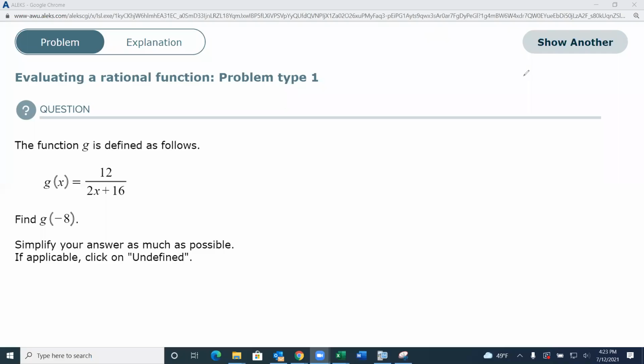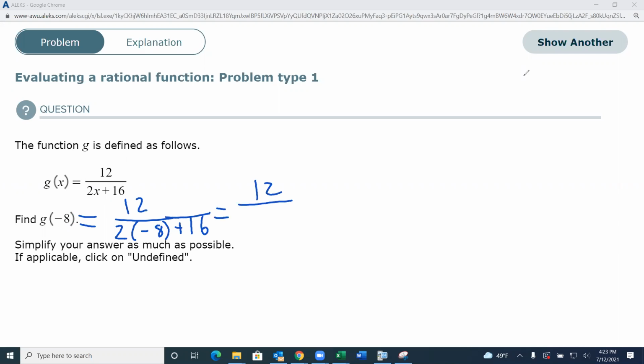Okay, so once again, it says, here's a function. Go plug a number in for x. Big deal. Now it's a fraction, but who cares? That doesn't change anything. So g of -8 would be, again, that means when x is -8, what's y? So I plug -8 in for x. And let's see what we get here.